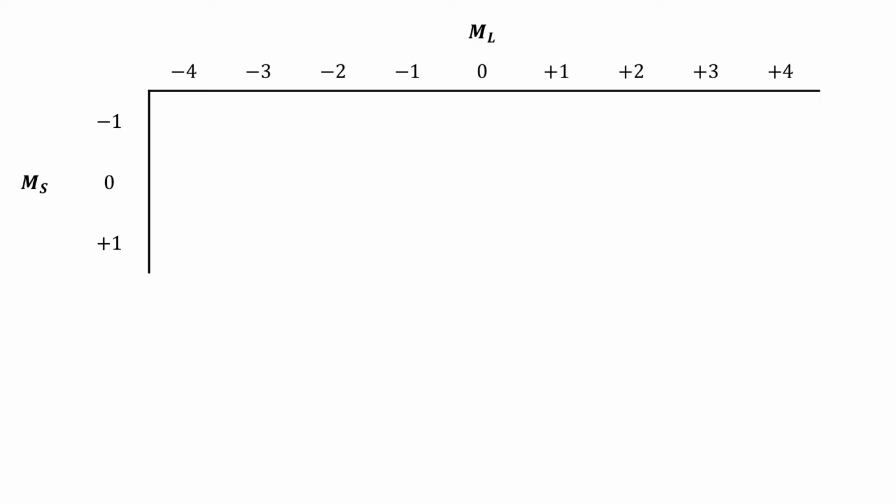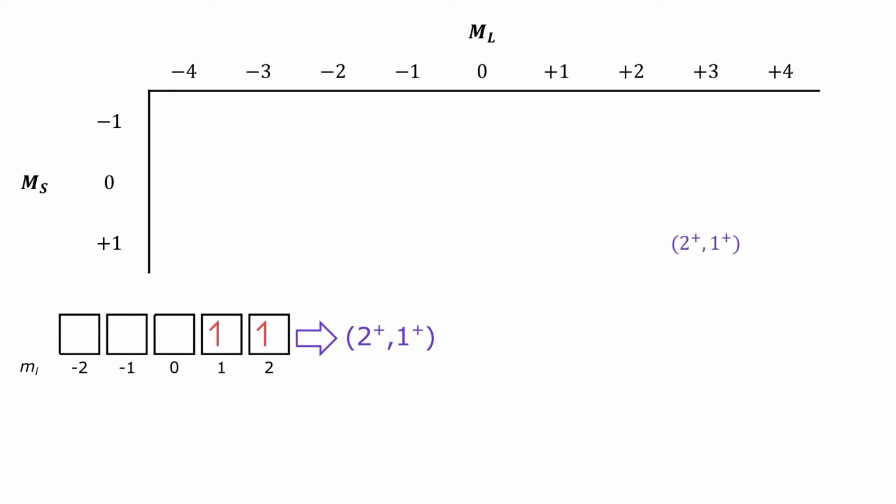The best way to do this and keep track of everything is to make a table, with ML values along the top and MS values down the side. The microstate that we have already defined is this one, and we can say that it has a capital ML value of +3 and MS value of +1.